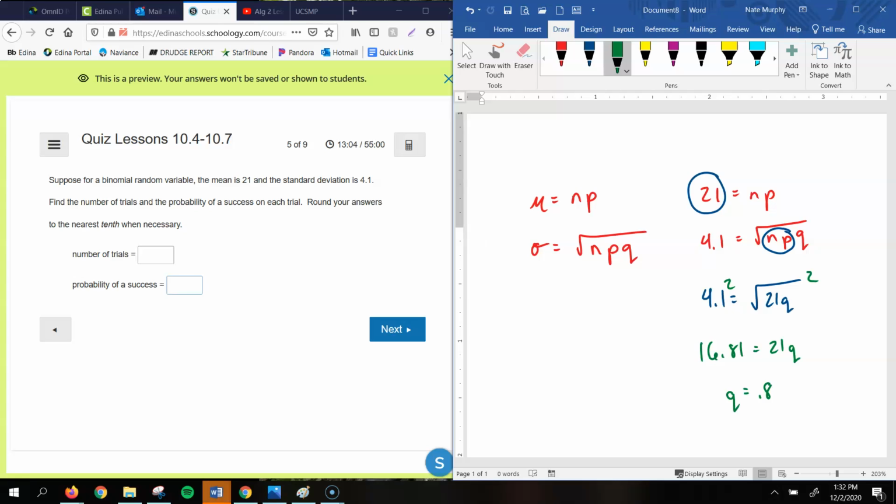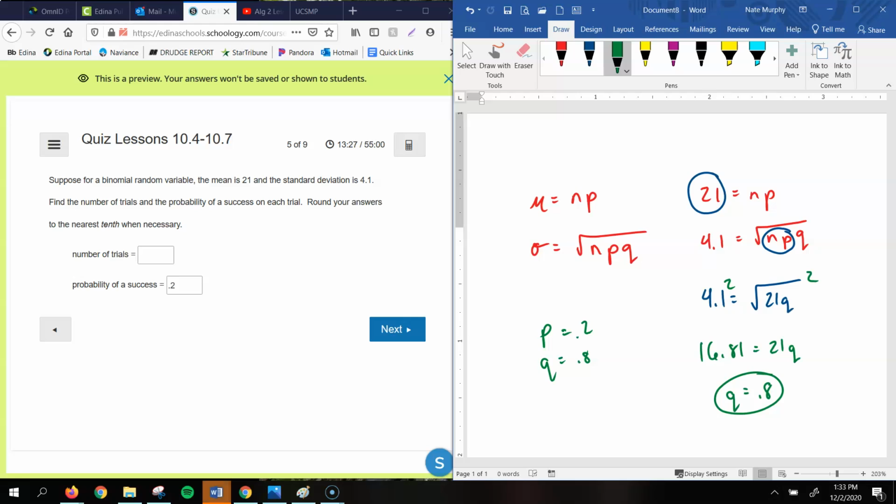Well, actually, no, I'm sorry, that's q. Q is the probability of a failure. So the probability of a success would be 0.2. So did you catch that? We found q is 0.8. Remember, p, though, is the probability of success. So p would be 0.2, because those two, we have to basically subtract from 1.